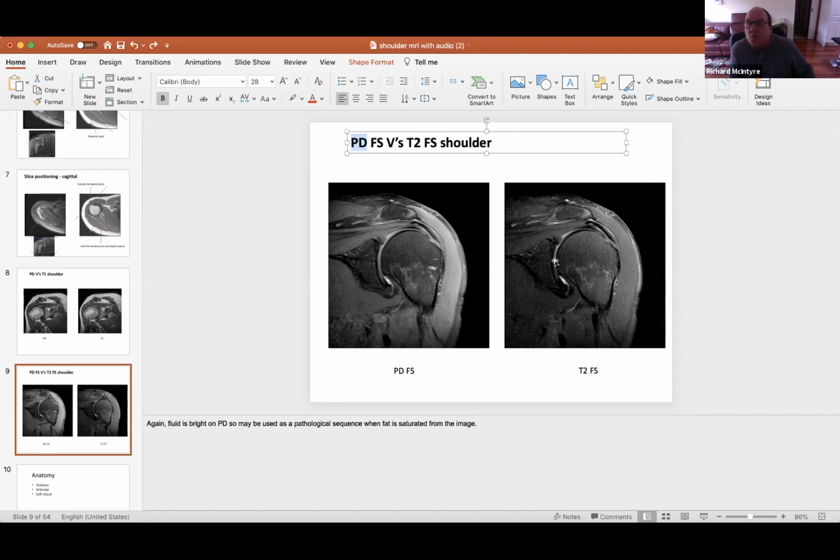So again, you wouldn't need to repeat those. You wouldn't necessarily need to do a proton density fat sat and a T2 fat sat of a shoulder. There's no point because they show you very similar information. You can see that with the fat sat on T2 you get a bit more contrast than on the proton density, which is always a little bit flatter. Proton densities are usually a little bit flatter, depending on the TR and the TE that we use.